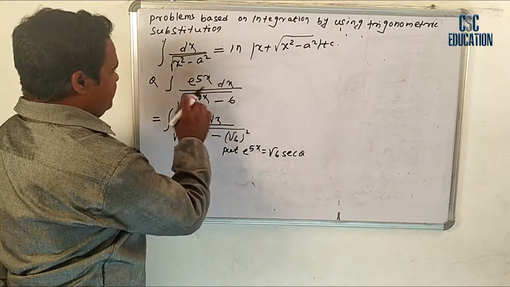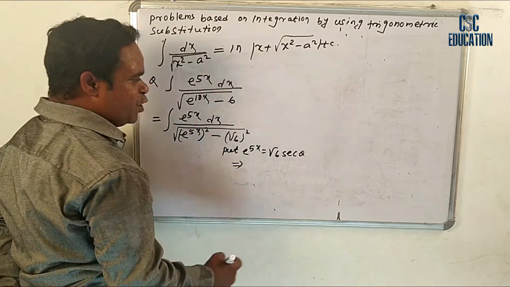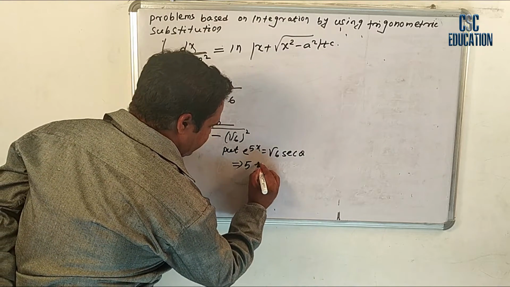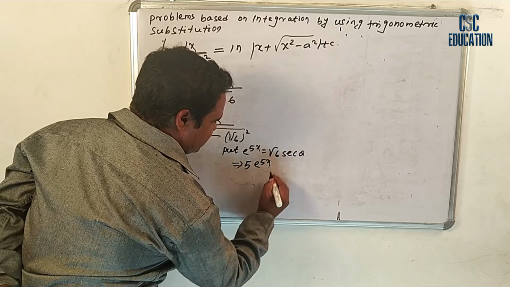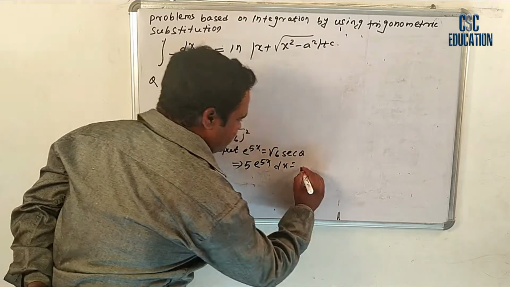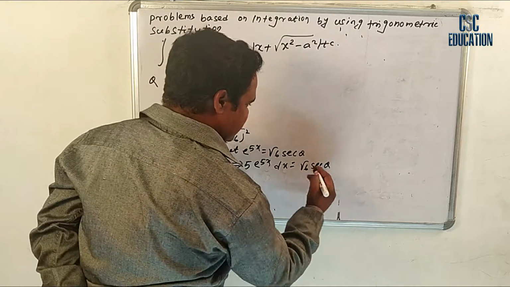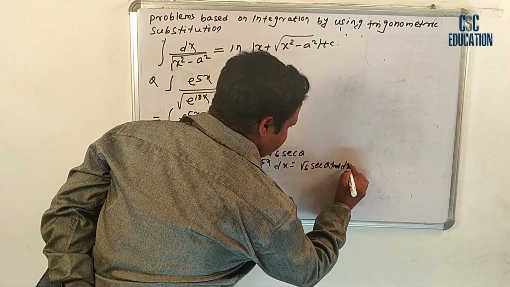Alright. Now differentiating both sides with respect to θ, the value is 5 e^(5x) dx equals √6 sec θ tan θ dθ, since the derivative of sec θ is sec θ tan θ.